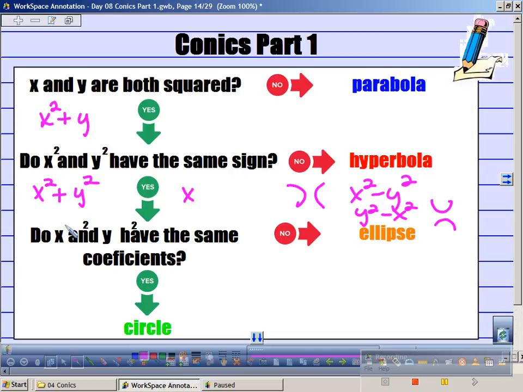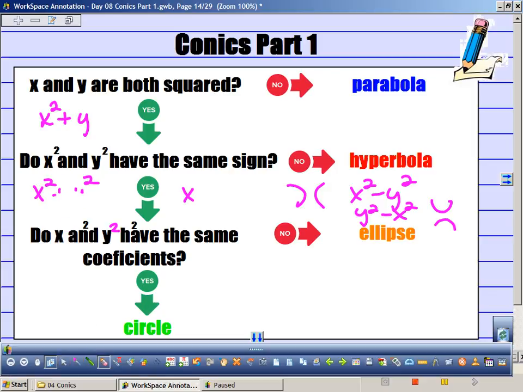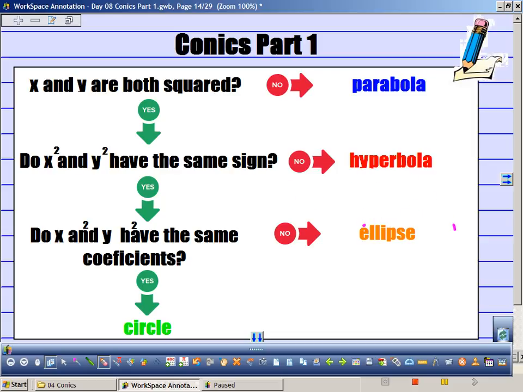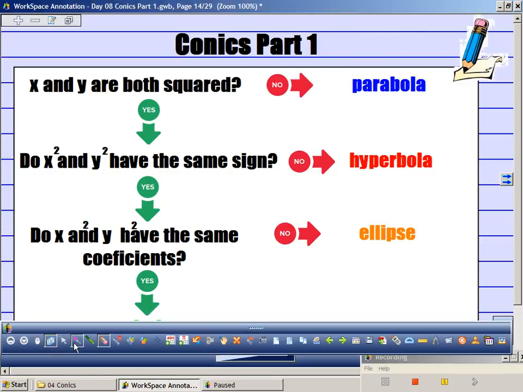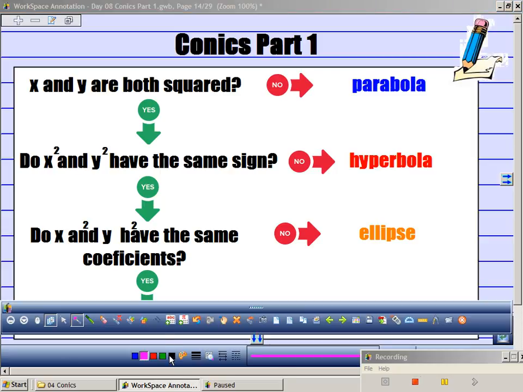And I know it's messed up. Do x squared and y squared have the same coefficients? If they have the same coefficients, it's a circle. If they don't, it's an ellipse. And we're going to talk about that one right now. So I'm going to erase my messiness. And you guys copy this down in your notes. Let me give you a minute or so. Okay, I will fix them then because they're messy.